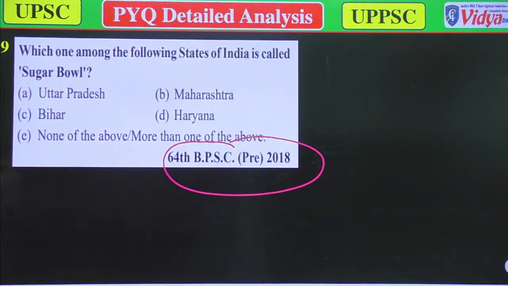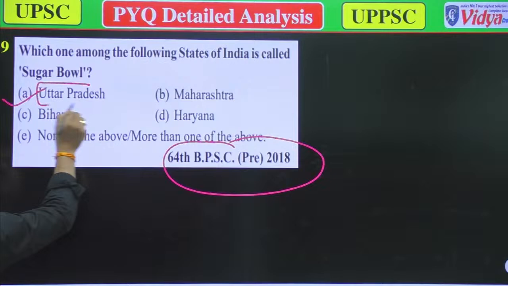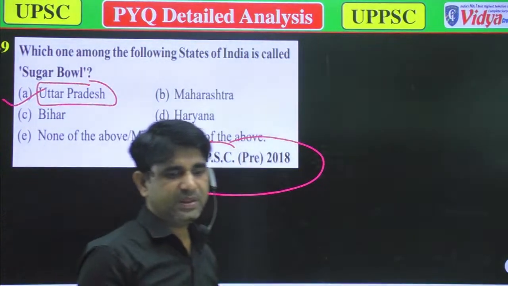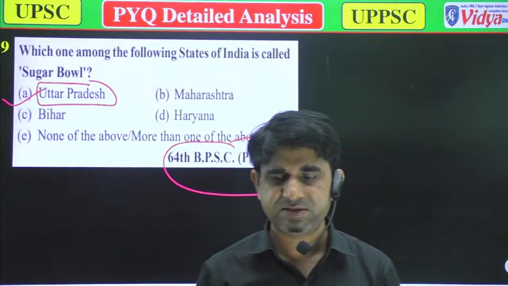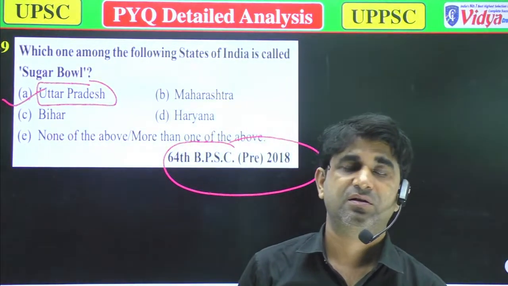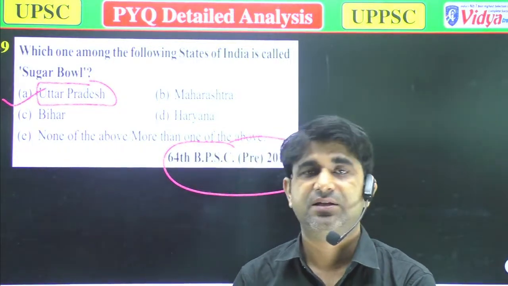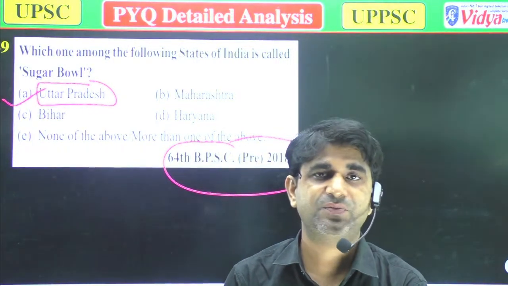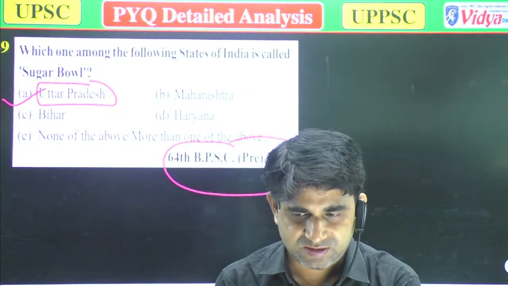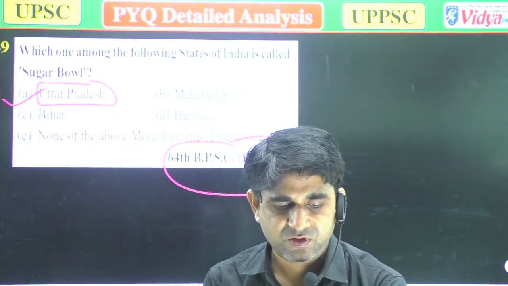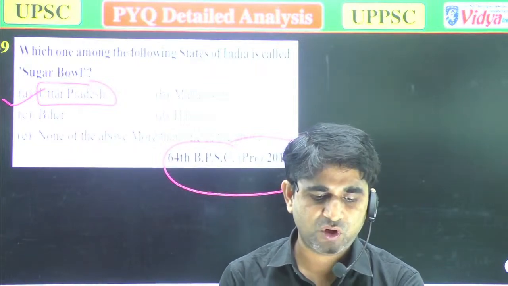So as you know, from the ancient time, the production of sugarcane is very high in Uttar Pradesh. So we can say Uttar Pradesh is known as the sugar bowl of India, because at the time of India's independence, maximum sugar mills were available in Uttar Pradesh. That's why it was known as the sugar bowl of India.